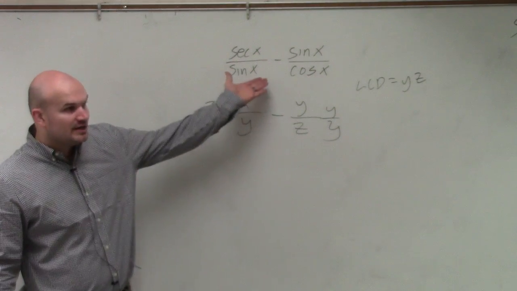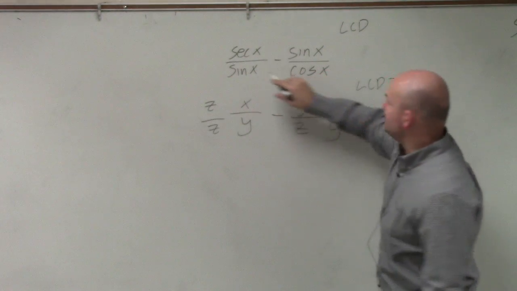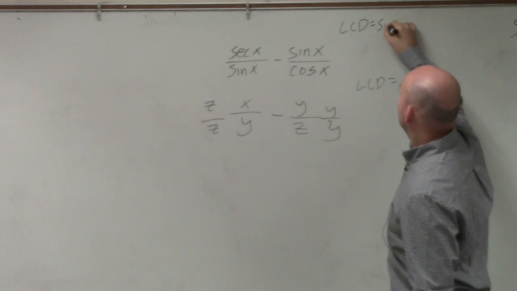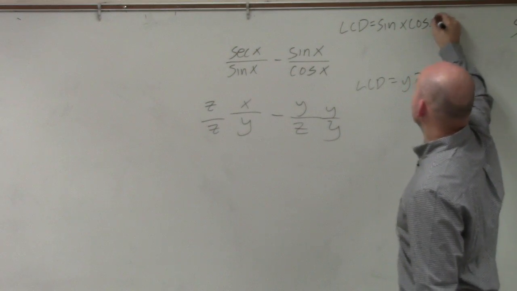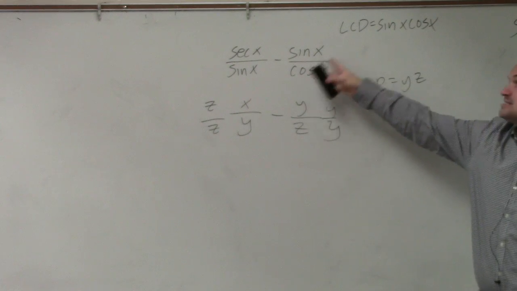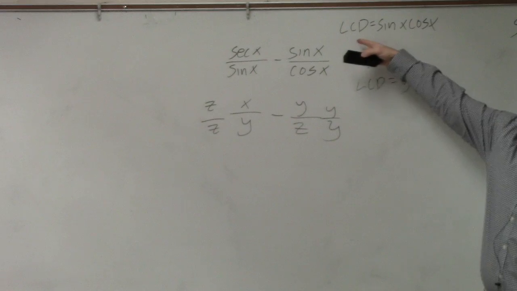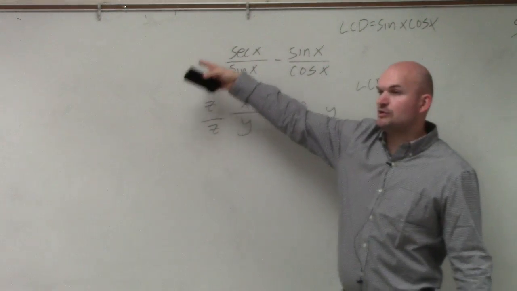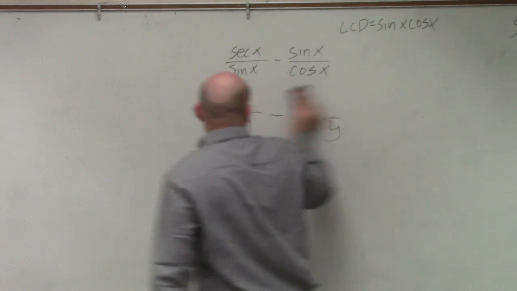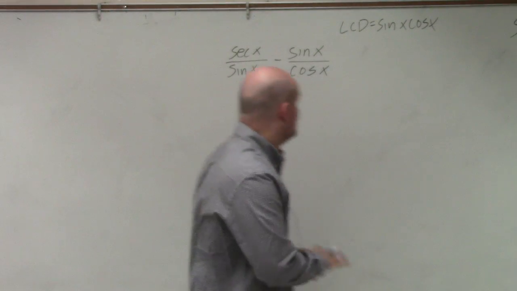So if I look over here, I'm going to do the exact same thing. My least common denominator is going to be the product of my denominators, which is sine of x times cosine of x. Now, to get cosine of x to be sine of x times cosine of x, I need to multiply by sine over sine, right? And then over here, I'd multiply by cosine over cosine. So just a little reminder on that. So let's go and do that and see.